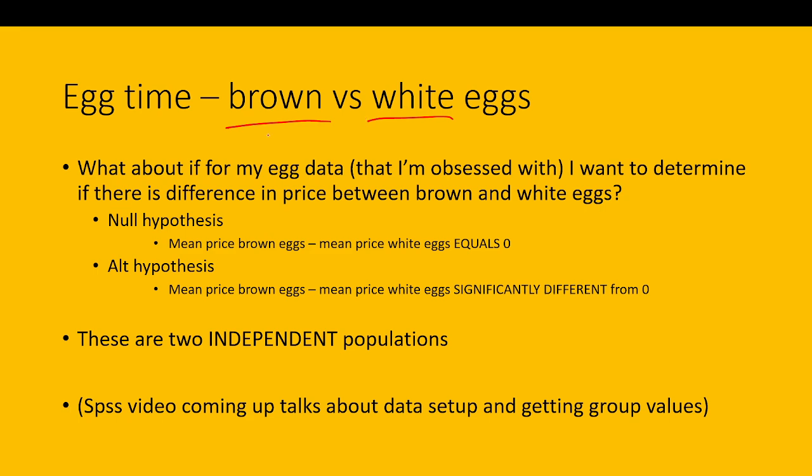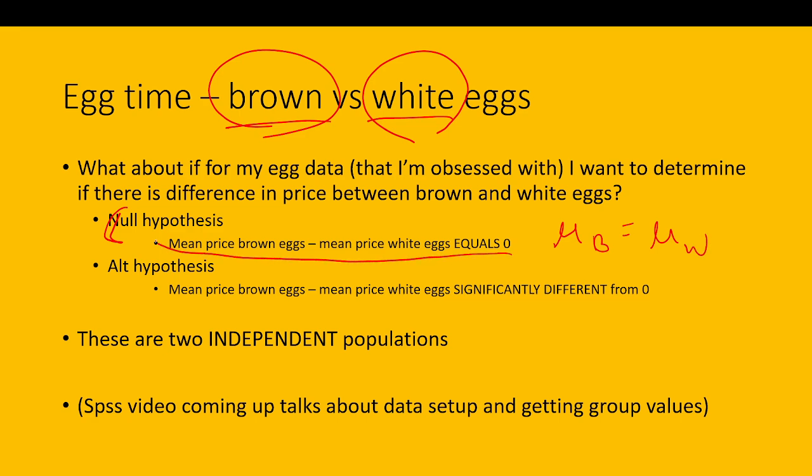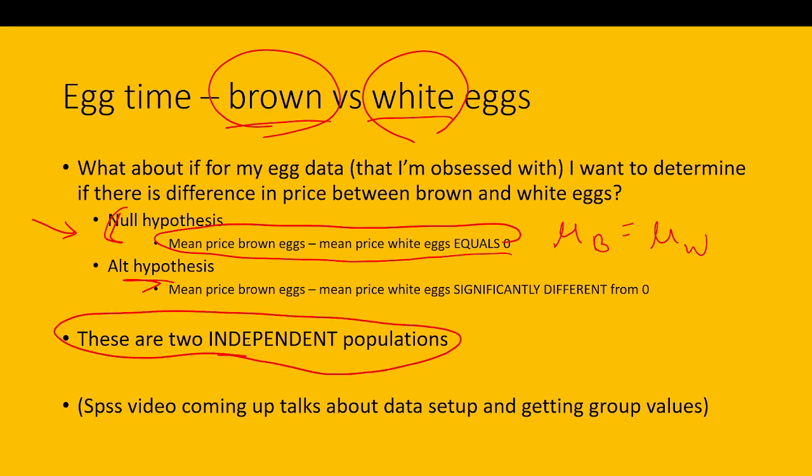The null hypothesis: these are two different groups, brown versus white eggs, which is good for comparison. The null hypothesis is that the brown eggs are equal to the white eggs, so brown equals white. I write it in terms of the mean difference equals 0. That's what we're testing against. Is there no difference between brown eggs and white eggs? The alternative would be that there is a difference. This is the independent test. We haven't talked about the dependent test yet.